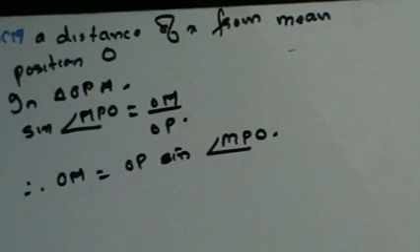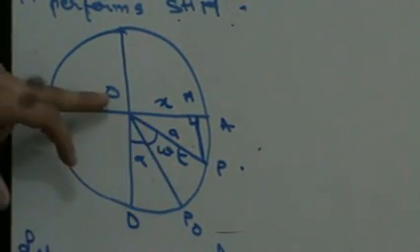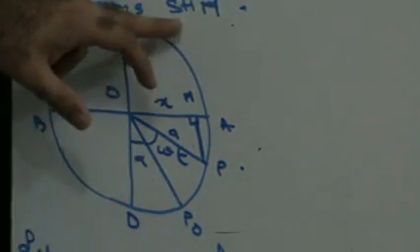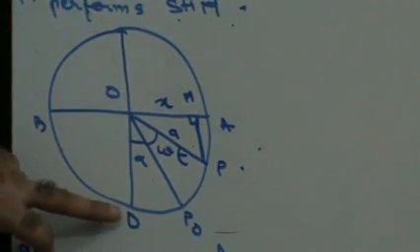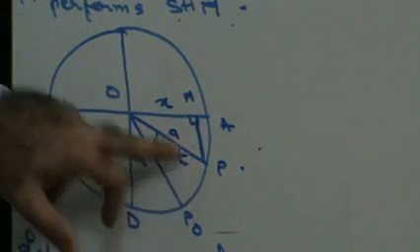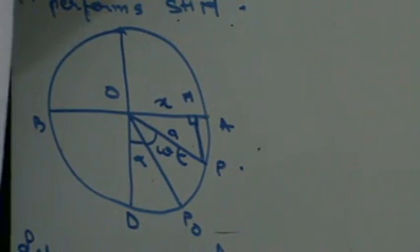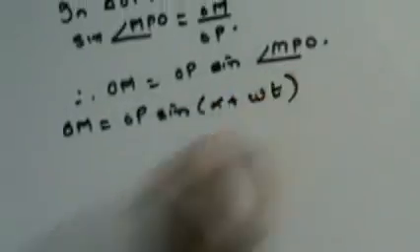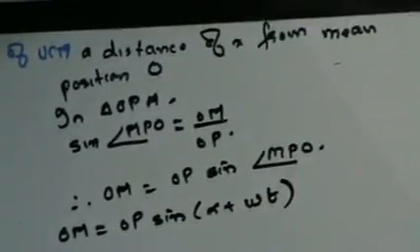Can you just see the figure once again, please? Now angle DOP will be equal to angle OPM, alternate angles. Now angle DOP is alpha plus omega t. That means angle OPM should also be equal to alpha plus omega t. That means OM is equal to OP sine of alpha plus omega t. Right?